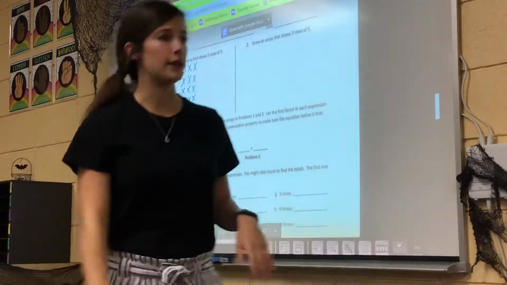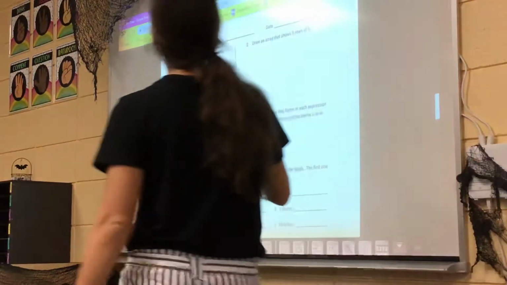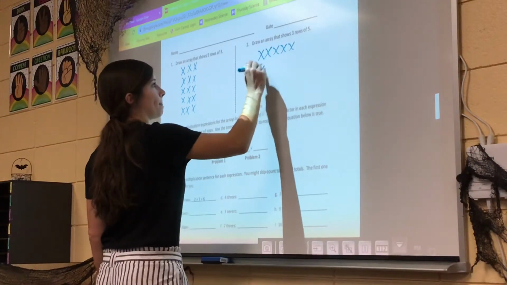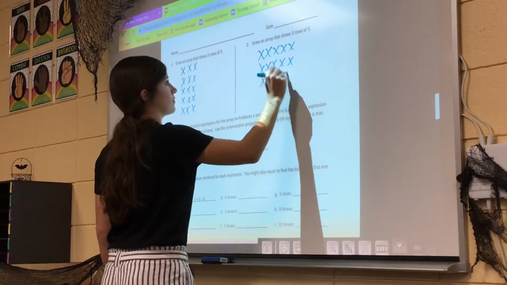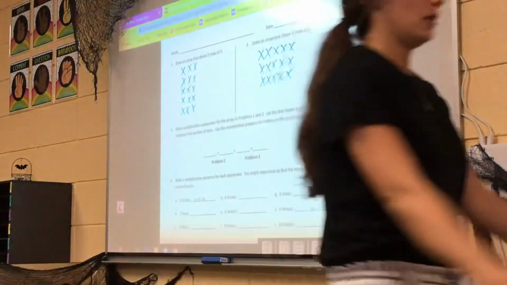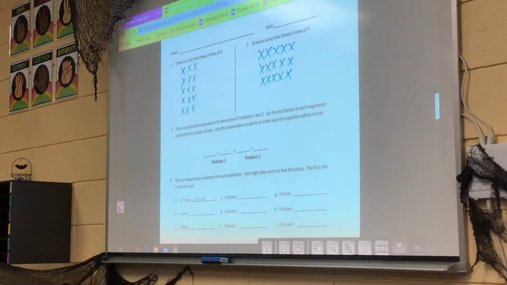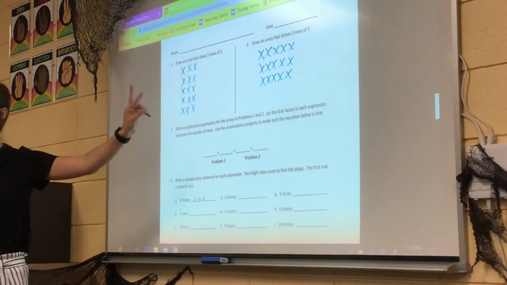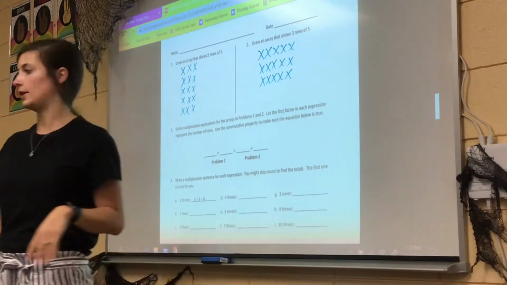Five rows of 3, and then number 2 is 3 rows of 5. What do we notice about these two arrays? They're exact what? Same? They're not the same. They're opposite. They are the exact opposite. Okay?